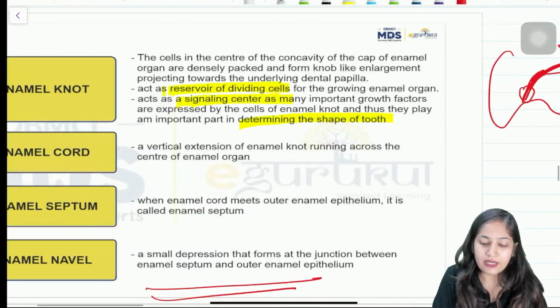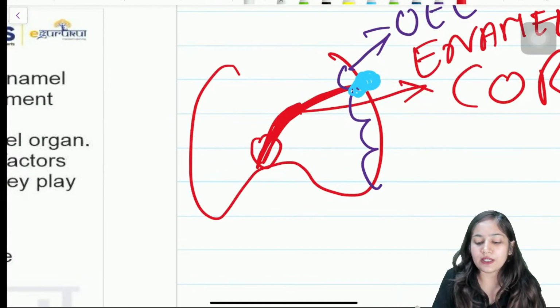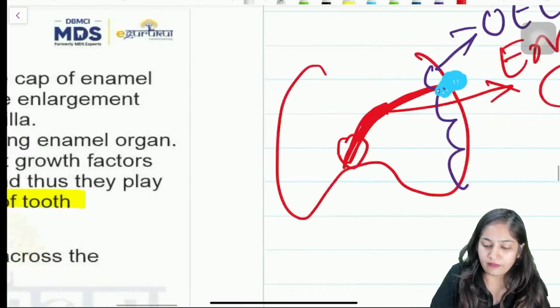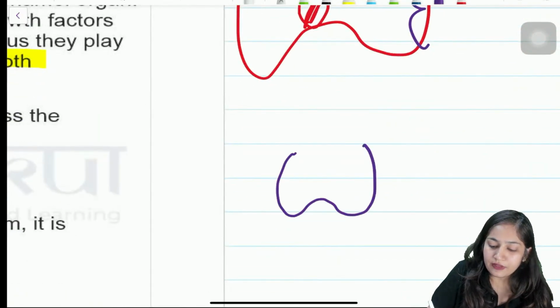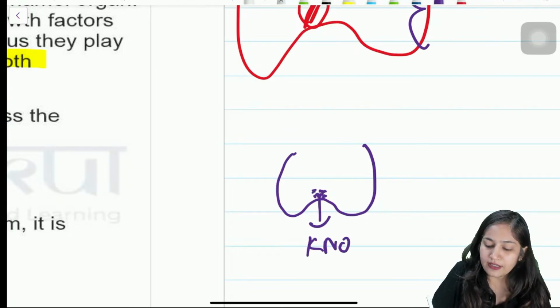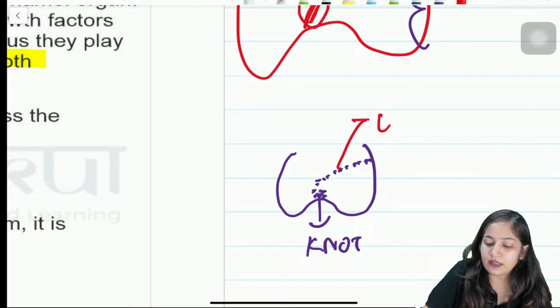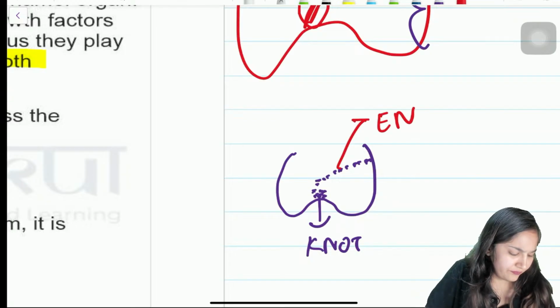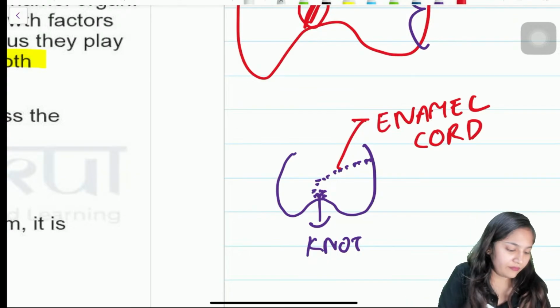Okay, Tanya. Enamel cord is mainly vertical extension of enamel knot. In this image, if these are the cluster of the cells, this is enamel knot, right? Their extension is enamel cord. This is enamel cord. Right?